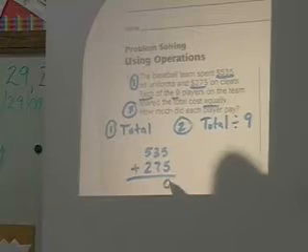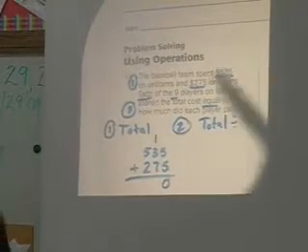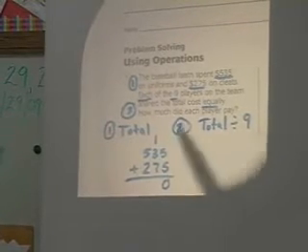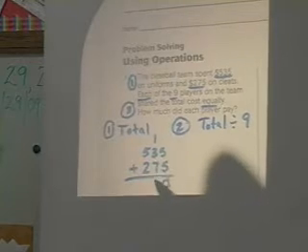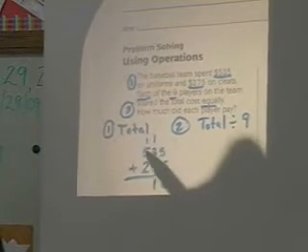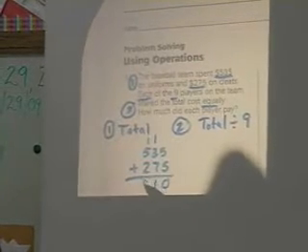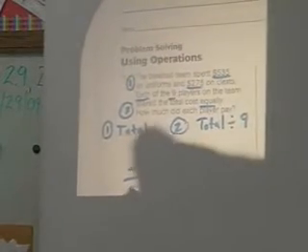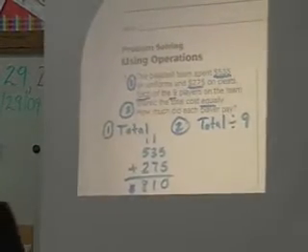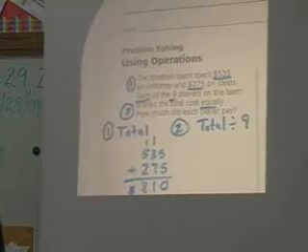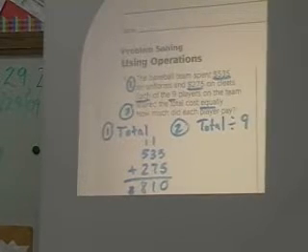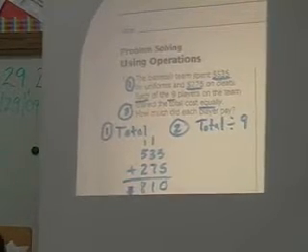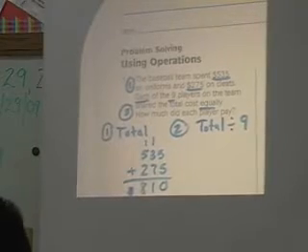5 and 5, 10. Carry a 1 to the tens place. 10, 11. Carry another 1 to the hundreds place. 6, 7, 8 hundreds. So the total cost was $810. That's how much they spent. They're splitting it amongst 9 people though. So they're not each paying $810.